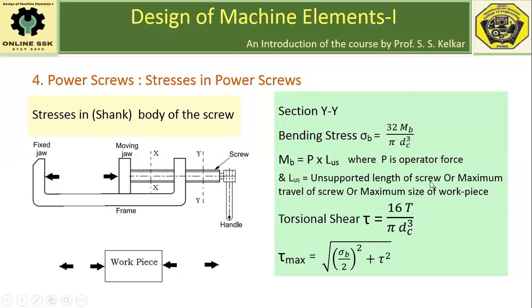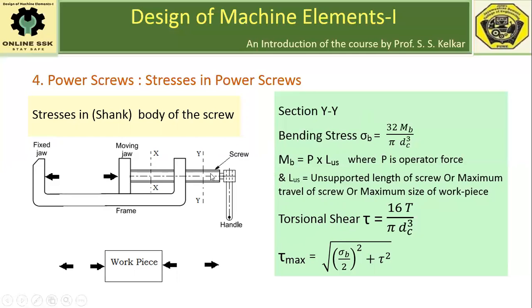LUS is the unsupported length of the screw, and therefore bending stress is developed inside this section YY, which is given by 32 times MB upon pi dc cube. Now for section YY there is also a direct stress as well as torsional shear stress. So two different types of stresses are developed inside section YY. Therefore, we have to employ a suitable theory of failure.